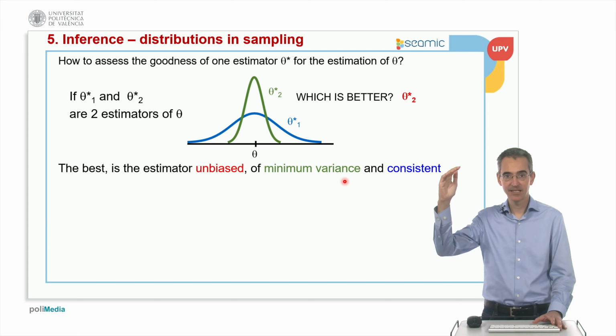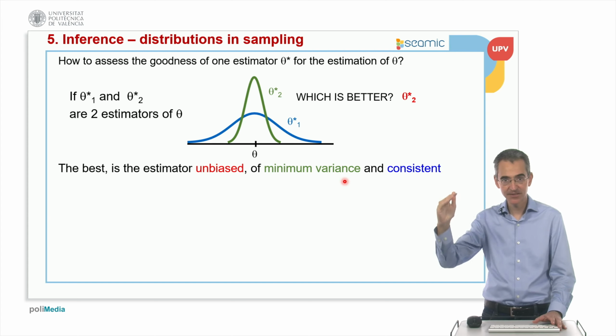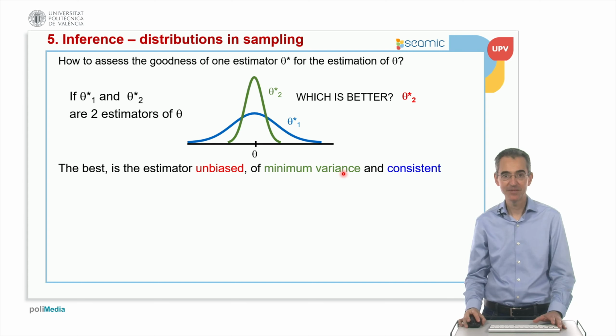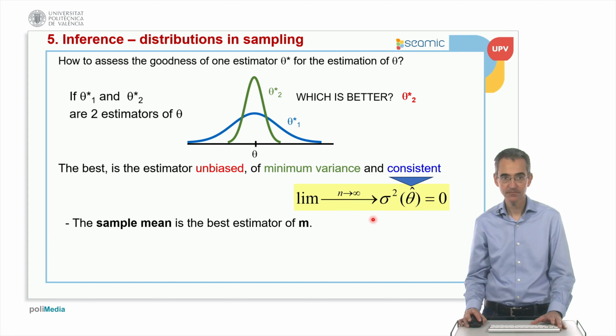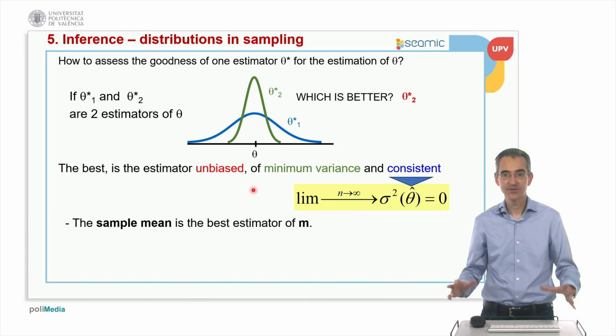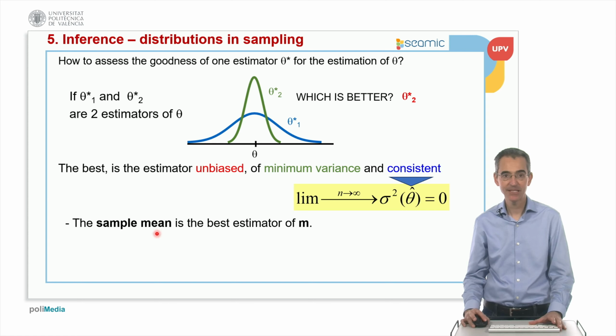So if I have a list of different possibilities, the estimator of minimum variance will be the best. And what is consistent? Consistent means that when the sample size tends to infinity, the variance of the estimator has to tend to 0. Good. Then, based on these mathematical conditions, it can be demonstrated that the sample mean is the best estimator of the population mean.